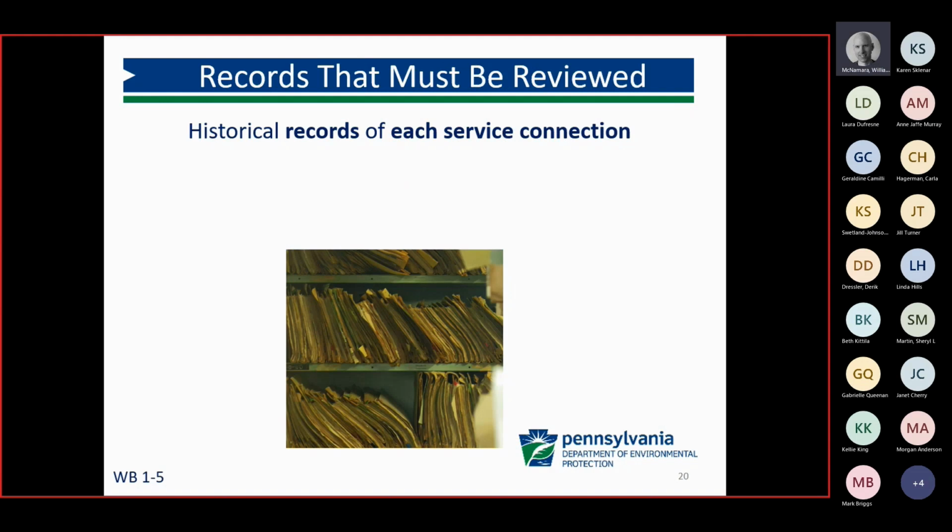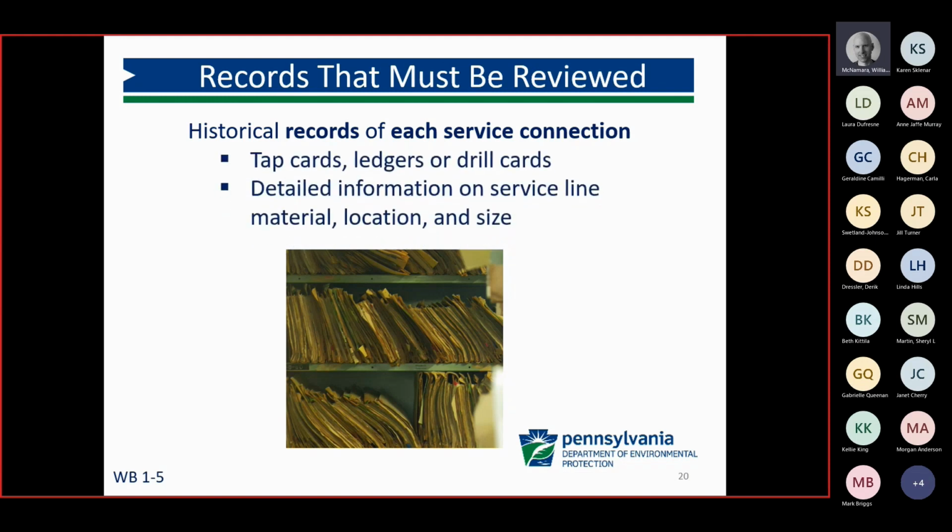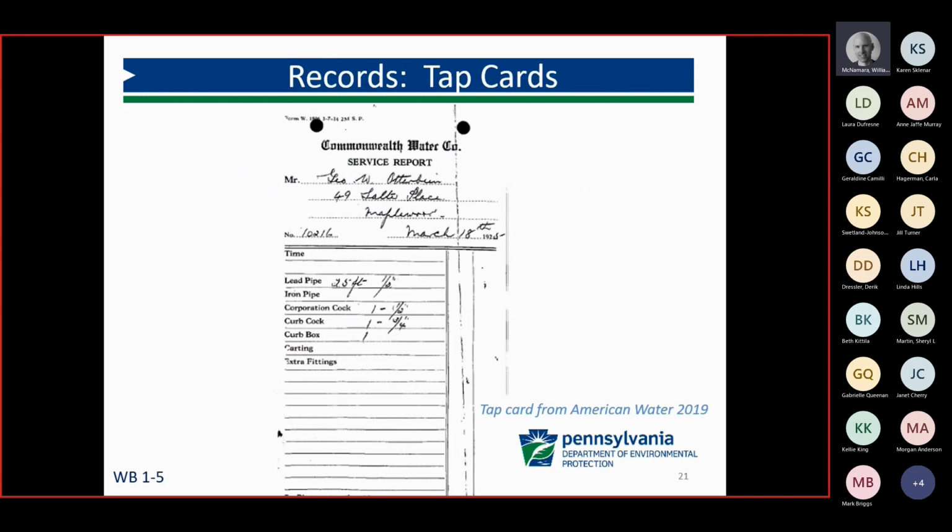Okay, so the next thing they should look at are historical records of each service connection. So we're talking about things like tap cards, ledgers, drill cards. These should have detailed information on them about what the material was that was used, and obviously the location and maybe the size. So this is an example. I believe we got this from the EPA guidance. So this is a pristine example from 1925.